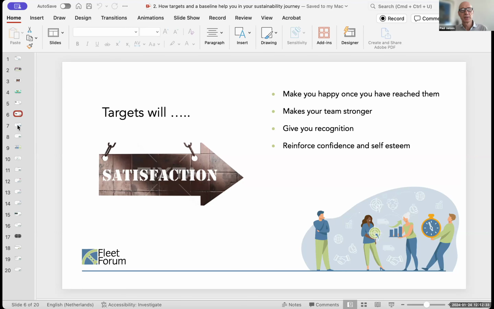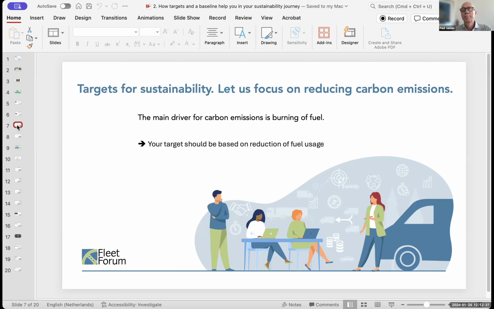And today, like I said, we will talk about targets specifically for sustainability. And we will focus on reduction of carbon emissions. As you all know, the main driver for carbon emissions is burning of fuel. And that's what you do if you operate vehicles, whether it's your own vehicles or rented vehicles. The moment you use vehicles, you drive, you burn fuel, in most cases at least, because most vehicles are still vehicles with an engine. So if you look at your targets, then you should look at how you can reduce fuel usage. That means using less fuel because you don't drive, but it also means reducing fuel while driving, so reduction of fuel consumption.